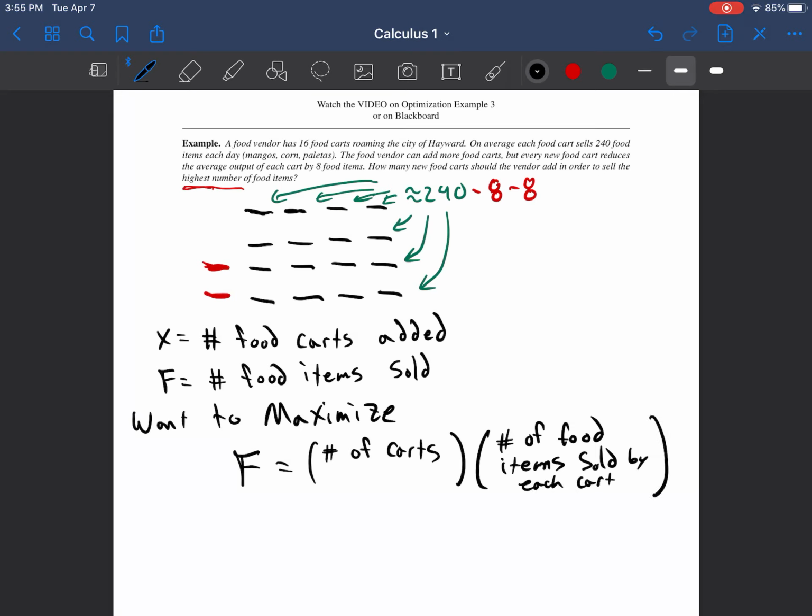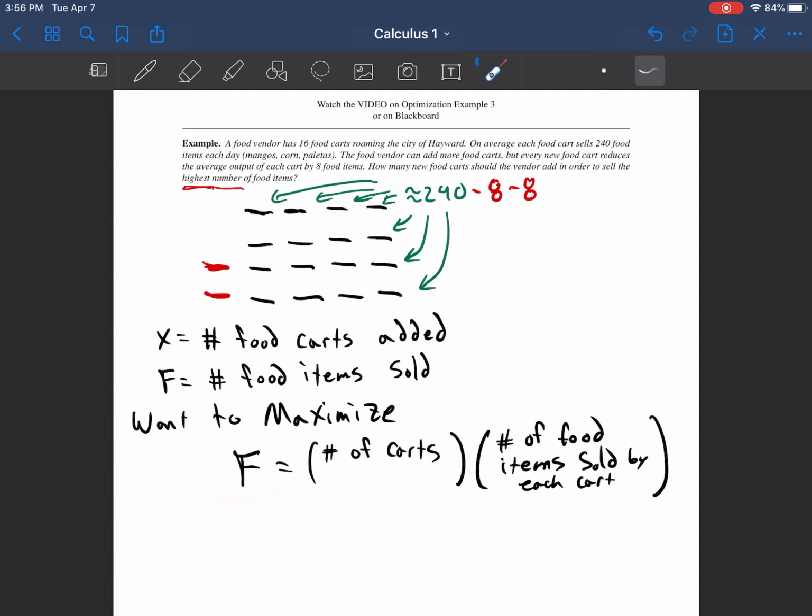And here, one assumption that we're making is that each cart sells roughly the same amount, right? So there's no big time baller cart that sells like 1,000 items, and then everybody else sells like 10. They're all performing at relatively the same level, and they're all selling around 240 items. So that's the assumption that we're making here. That's why it says on average, each food cart sells 240 food items.